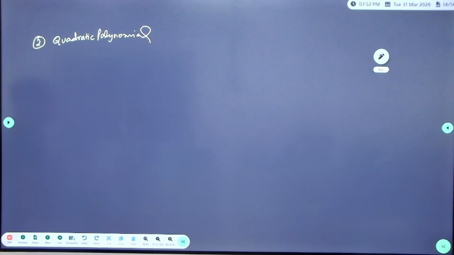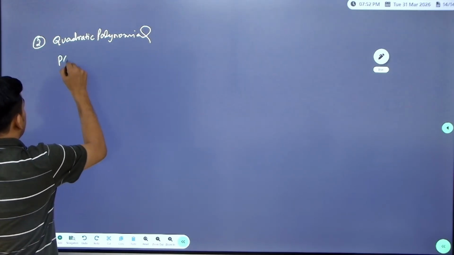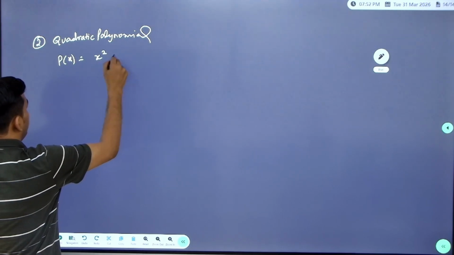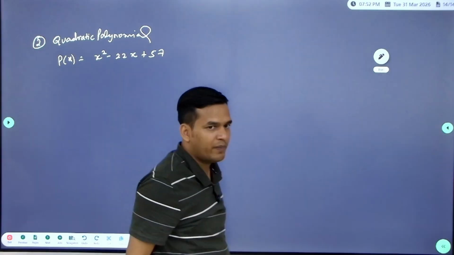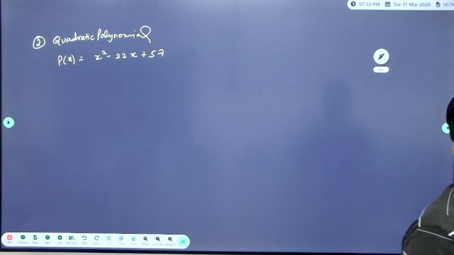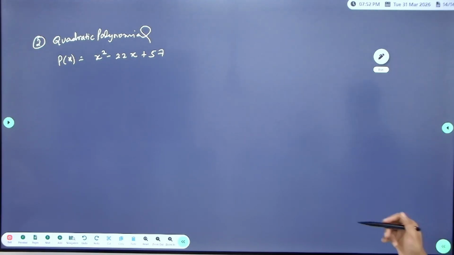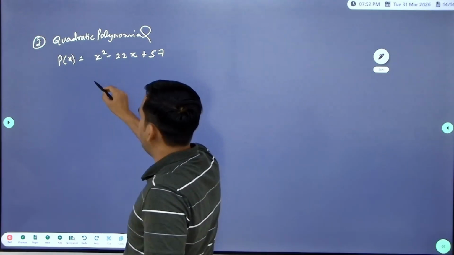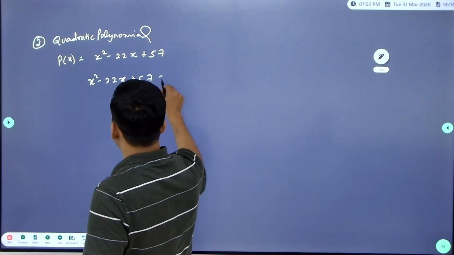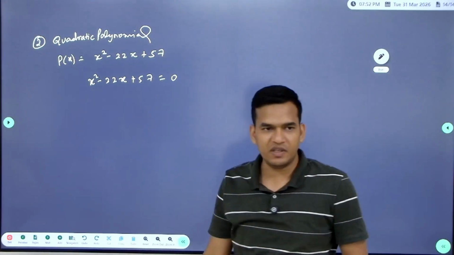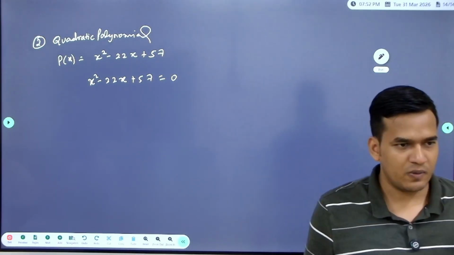Finding zeros in a quadratic polynomial. So let's say the polynomial is x square minus 22x plus 57. This is a polynomial and we have to find the zeros of this polynomial. Again we will make it equal to 0. To find the zero, we have to make this polynomial equal to 0. So x square minus 22x plus 57 is equal to 0.